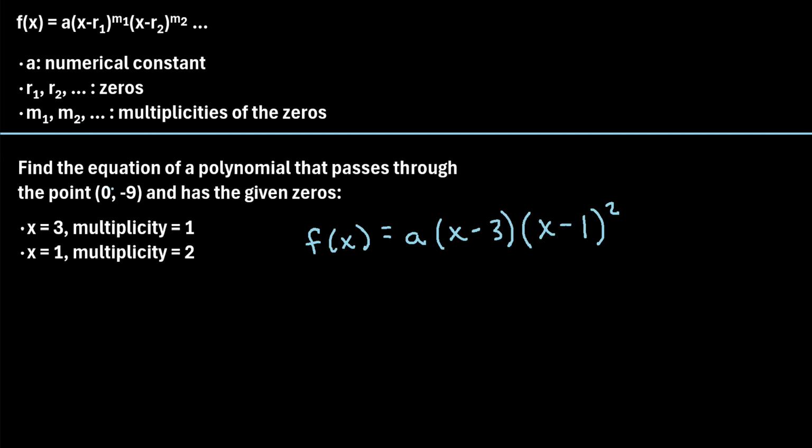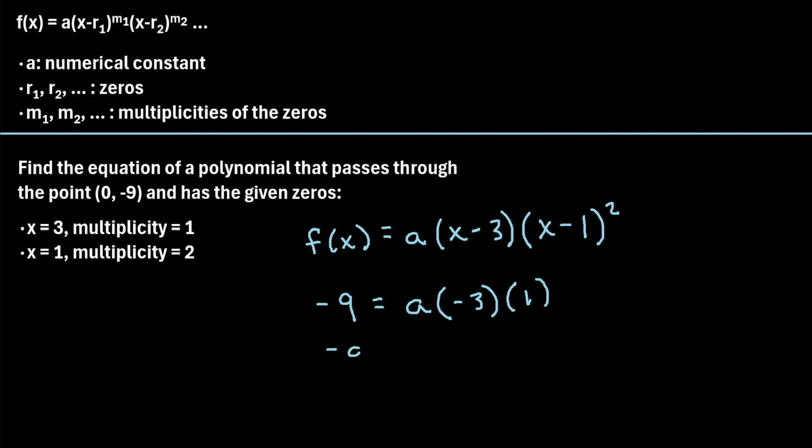So what we're going to do is plug in a 0 wherever we see an x, and then plug in a negative 9 as the output of f of x. So here's what we can write. Negative 9 is equal to a times, we're going to plug in a 0 wherever we see an x. So we'll say 0 minus 3, which is just negative 3, times (0 minus 1) squared, where 0 minus 1 is negative 1. Now negative 1 squared, that's negative 1 times negative 1, that's just a positive 1. So we just have 1.